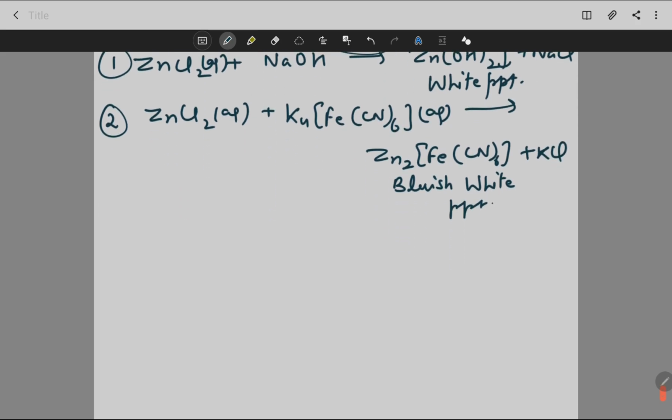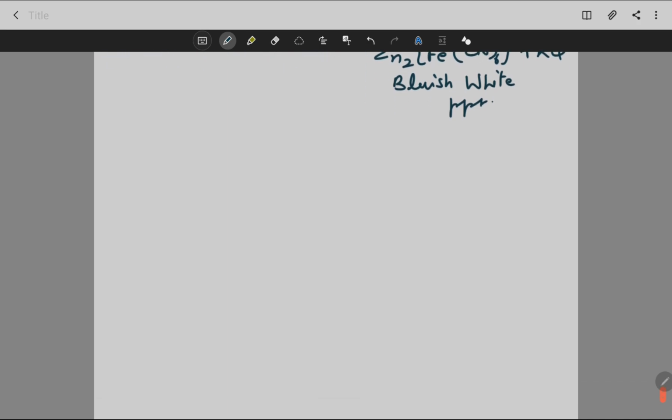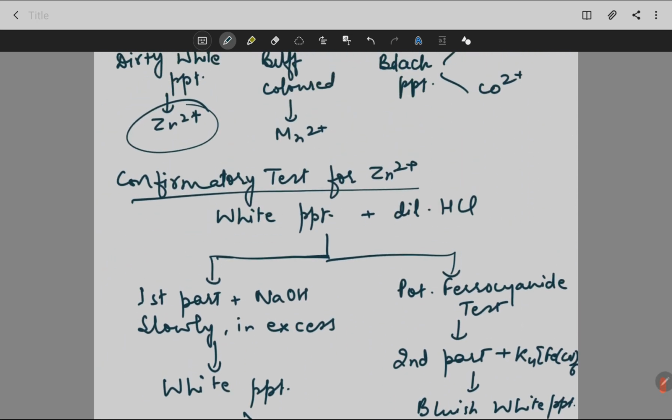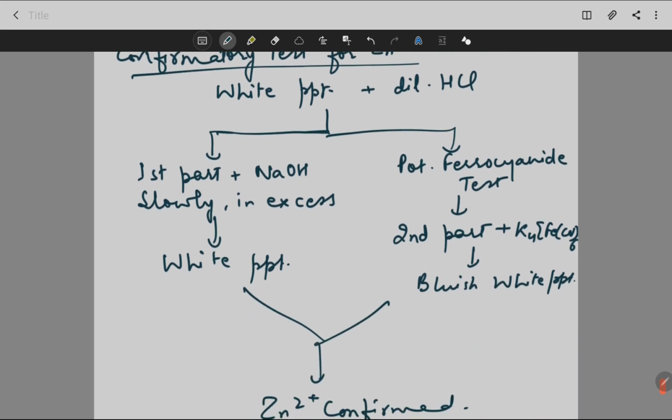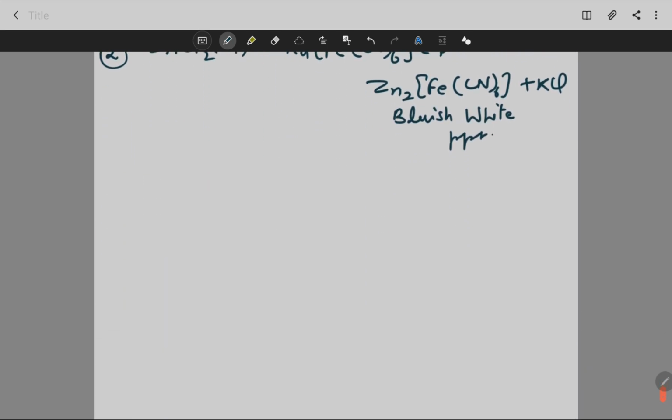So this is all about the chemistry behind the previous group. Now we are starting with the next, that is the test for group 5. If we don't get any white precipitate or buff colored or black precipitate, it means group 4 is absent, and then we need to proceed for group 5.